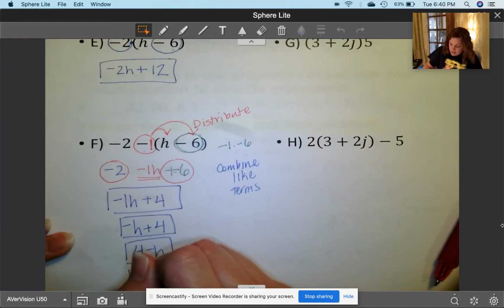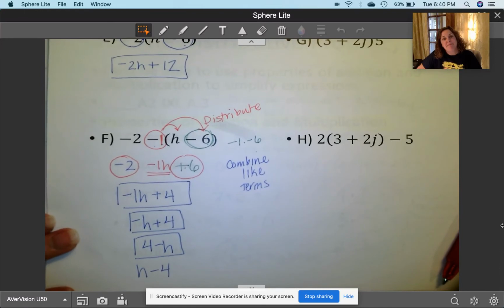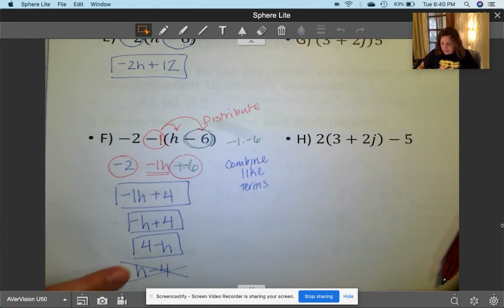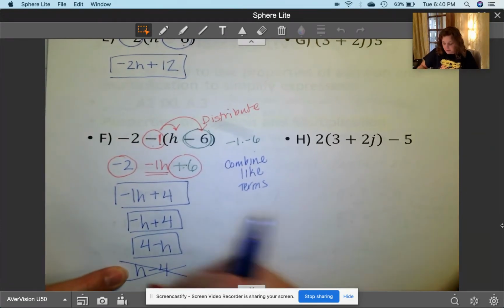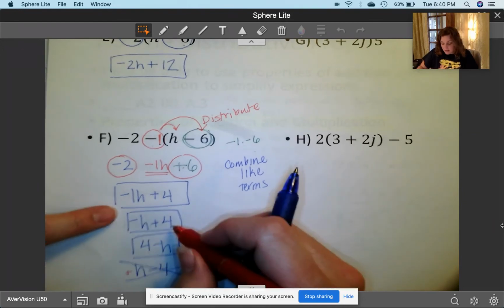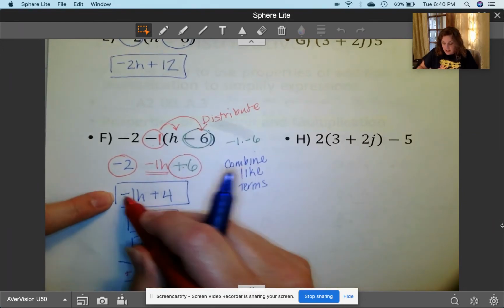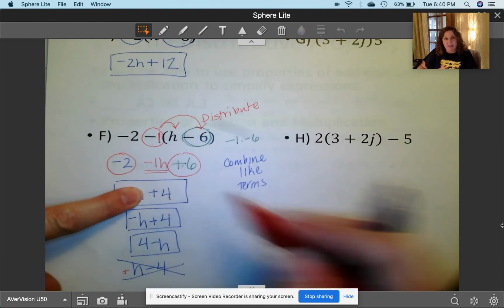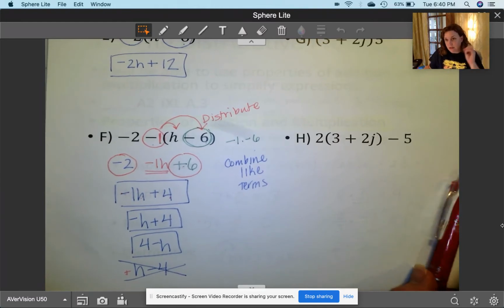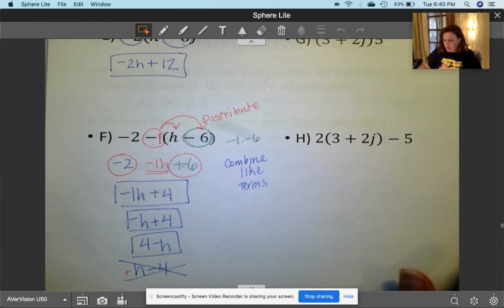Is h minus 4 the same? That one is not the same. In this case, that h is a positive and the 4 is negative. And that's not what these say. Here, the h has the negative and the 4 has a positive. And so as long as you take those signs in front, the signs to the left of the number or variable, those are attached. Think of them together.